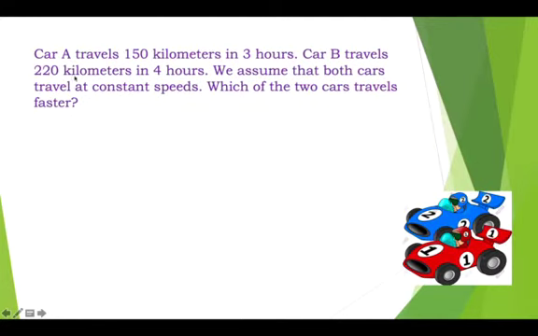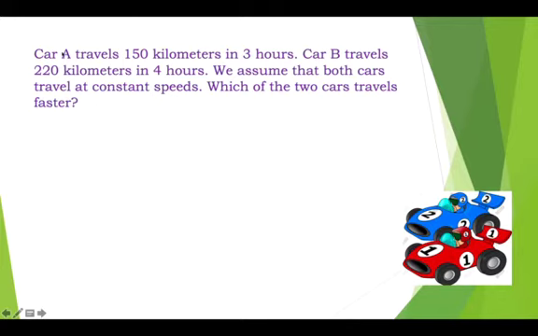Let's see another example. Car A travels 150 kilometers in 3 hours. Car B travels 220 kilometers in 4 hours. We assume that both cars travel at constant speeds. Which of the two cars travels faster? How will you find this?